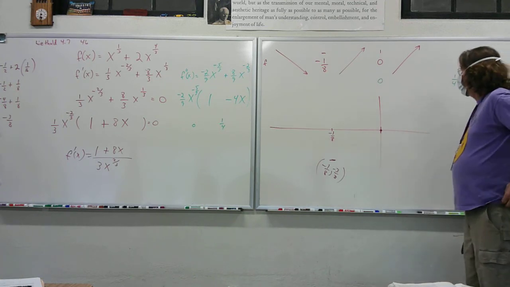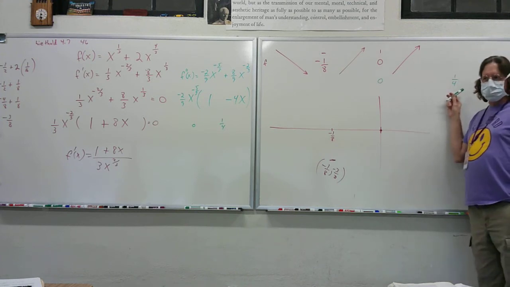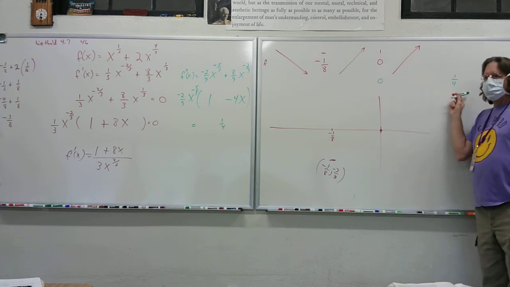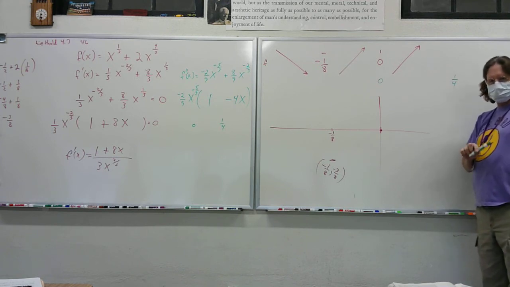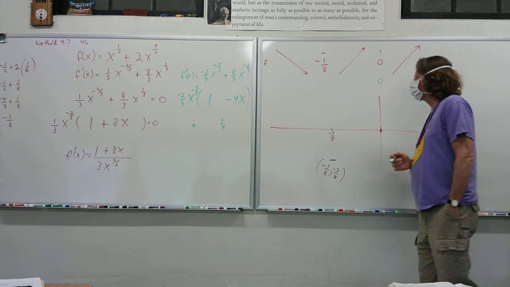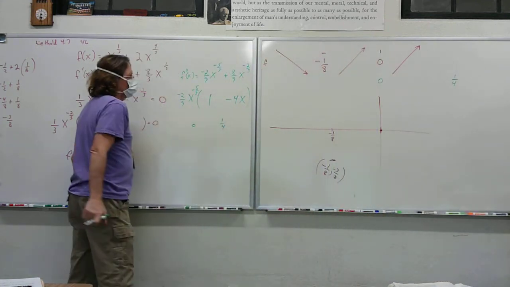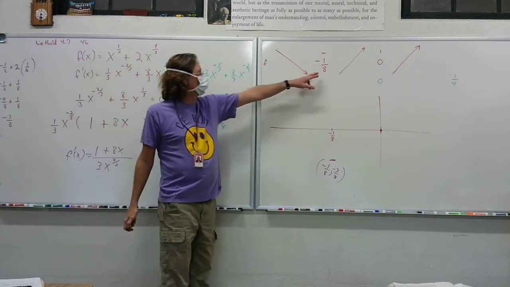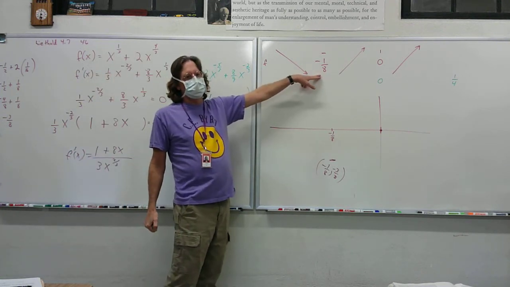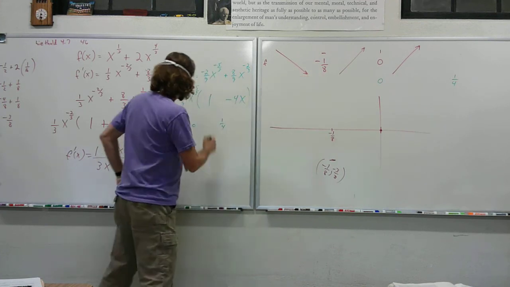Now, if you want, you probably need to find out what the y value is for the 1/4. Wouldn't hurt. Or you can do the concavity first, whichever way you want to do. Let's do the concavity first. To do the concavity, we're going to pick a number smaller than negative 1/8. What's the easiest number in the world to pick? Negative 1.